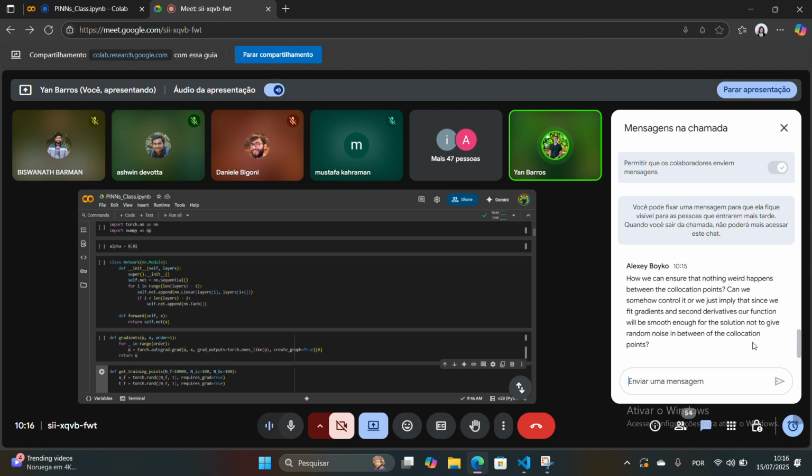Alexei Boyko asks: how can we ensure that nothing weird happens between the collocation points? Can we somehow control it, or do we just imply that since we fit gradients and second derivatives, our function will be smooth enough for the solution not to give random noise in between the collocation points?